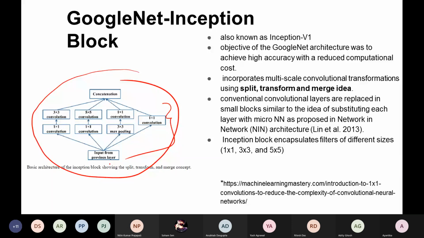Here there's a concept of split, transform, and merge. Whatever inputs you are getting are split, and then you perform 1x1 and 3x3 convolutions, and finally the results are concatenated. You can see 3x3 and 5x5 in different paths. These different types of filters are applied to the previous layer's output.